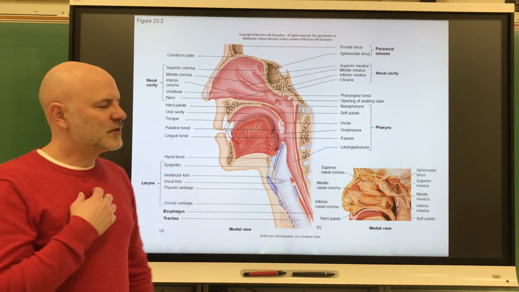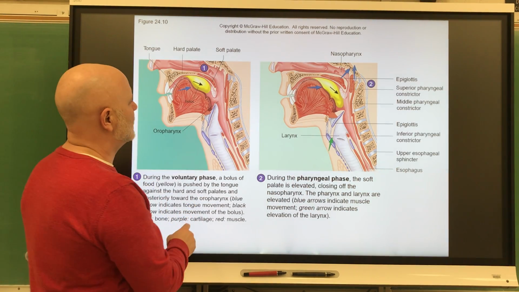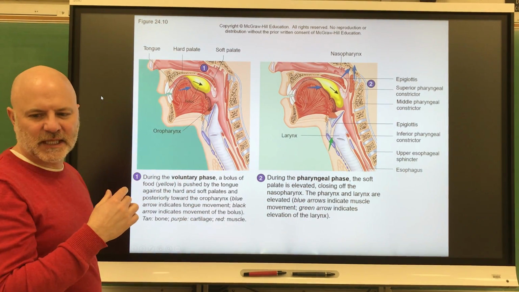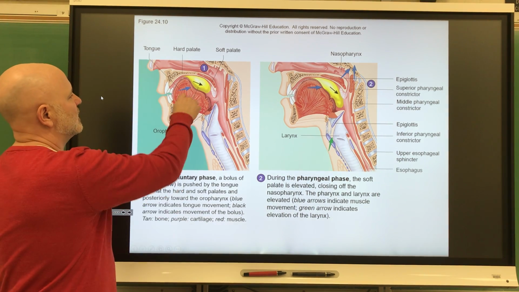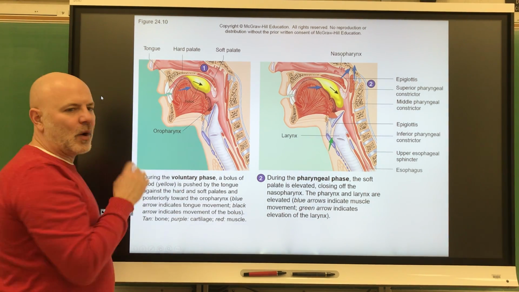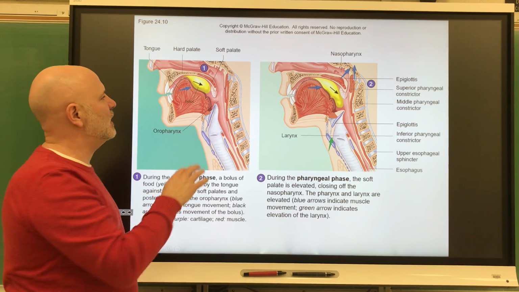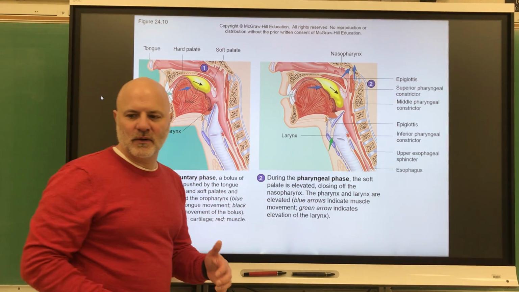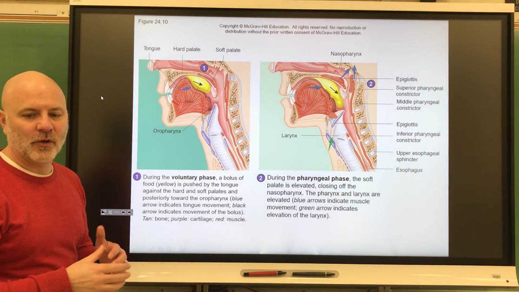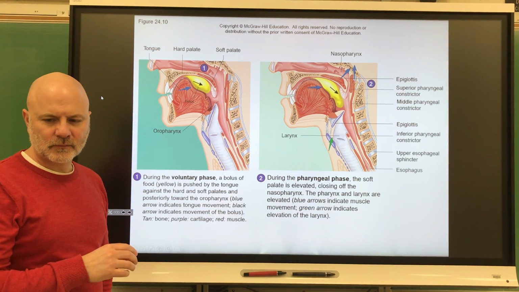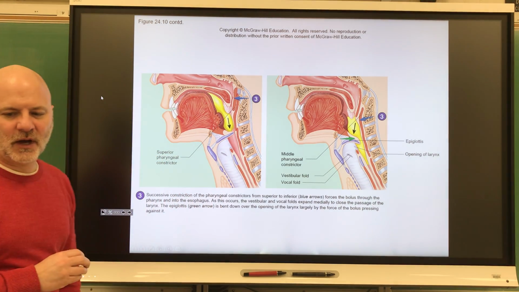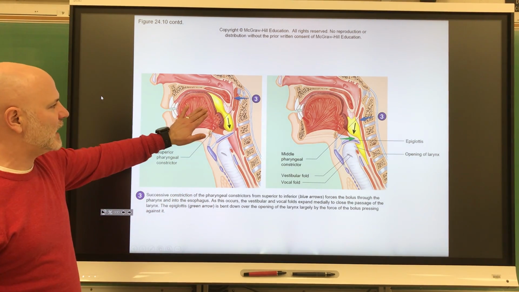All right? So what's going to happen here, let's go to the next picture, is food is chewed and mixed with saliva, and that creates the bolus. And then what we're going to do next is the tongue is going to push that bolus to the pharynx, and that's going to activate the swallowing reflex. So when this occurs, our tongue is going to block off the oral cavity.